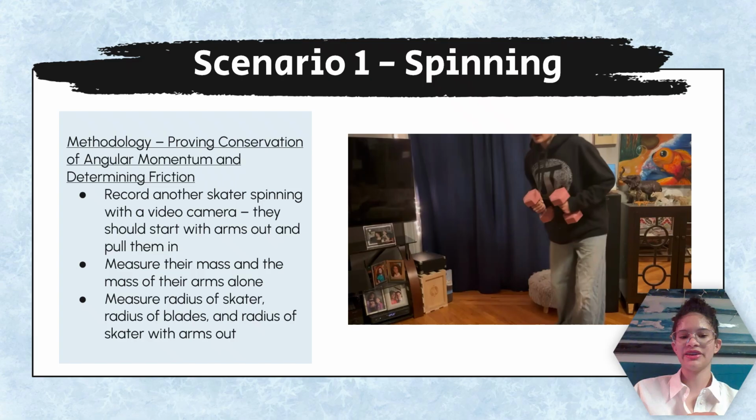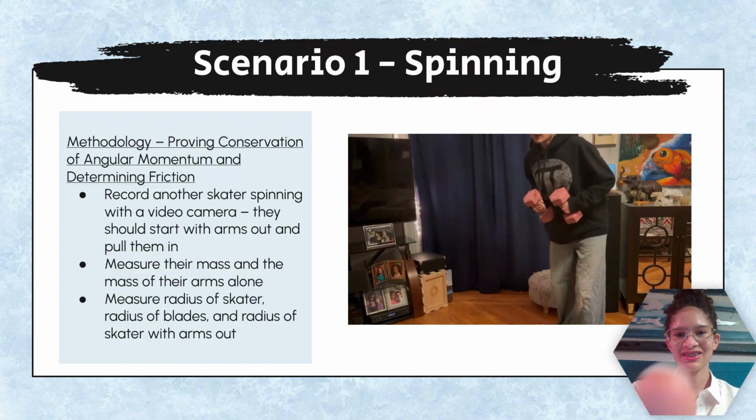And the radius of the skater and the radius of blades, as well as adding the length of an arm to that radius. For the radius of blades, I did like the ball of my foot because that was the surface I was spinning on. But yeah, that's so that friction can be determined, which you'll see in the next slide.